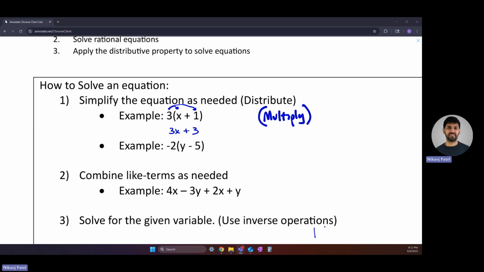Or if you had a negative number, like negative 2, you would take that negative number and multiply it. So negative 2 times y is negative 2y. If it's a number times a variable, you just write them right next to each other. And then negative 2 times, in this case, negative 5, that's positive 10, so plus 10.